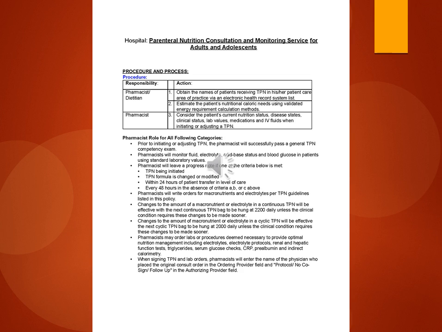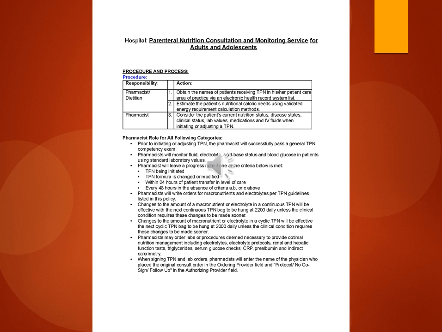Obtain the names of patients receiving TPN in his/her patient care area of practice via an electronic health record (STEM) list. Estimate the patient's nutritional caloric needs using validated requirement calculation methods. Consider the patient's current nutrition status, disease states, clinical status, lab values, medications and fluids when initiating or adjusting a TPN. Pharmacist role for all following categories.